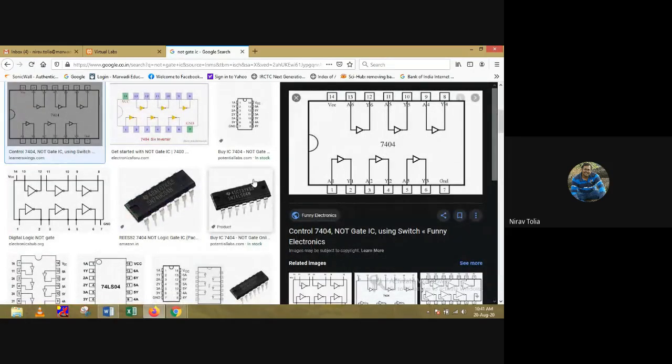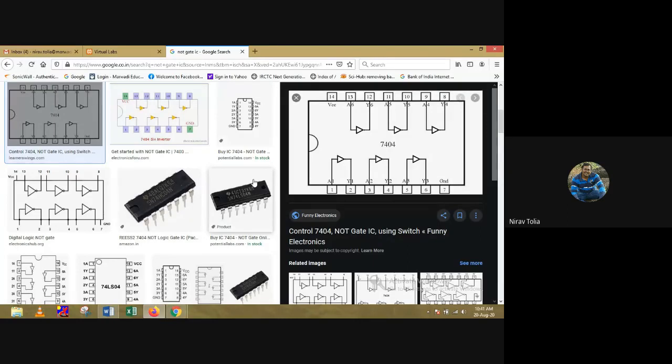In each and every IC except the NOT gate, we have four gates inside, because except for the NOT gate, we require three pins for one gate. We require three pins: two pins as input and the third pin as output. But in the NOT gate, we have only one input and one output. So how many pins do we have?